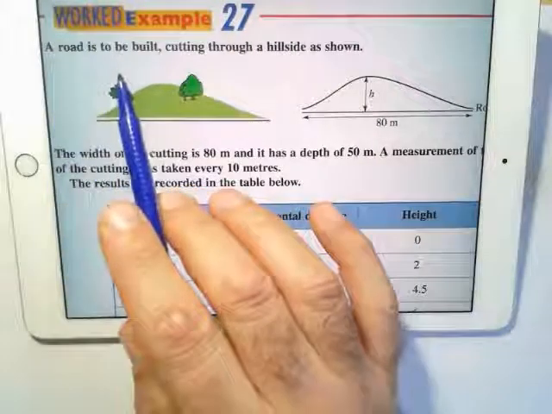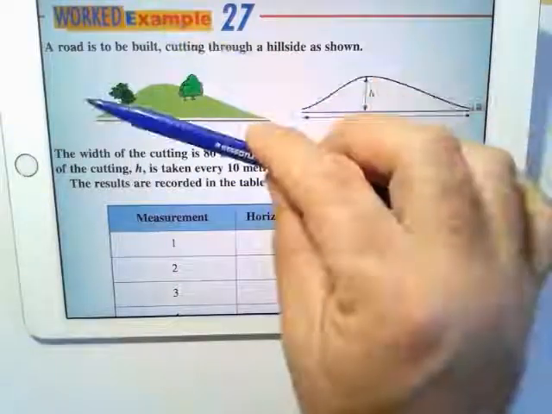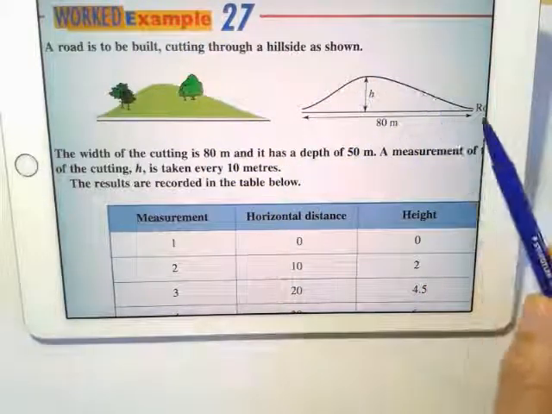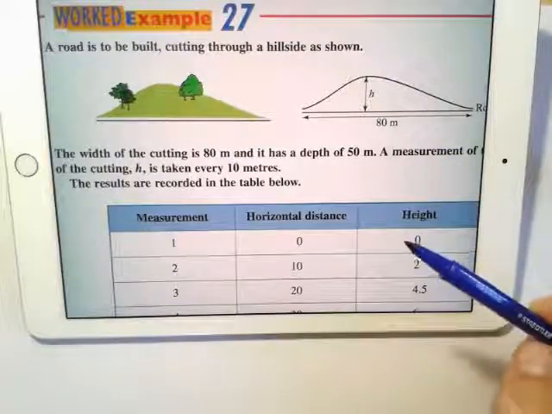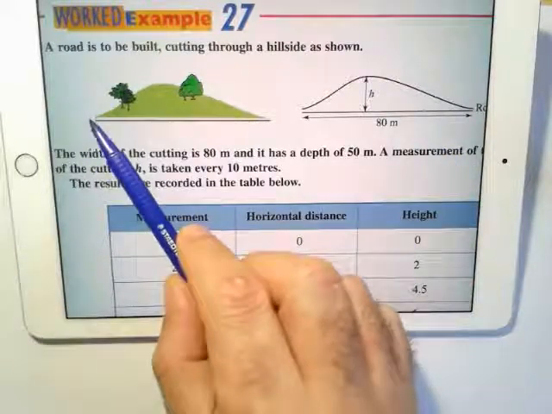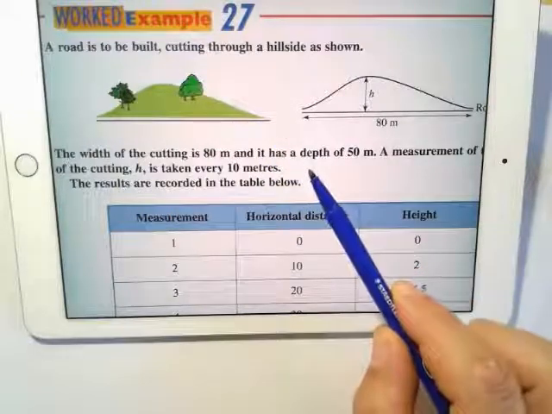A road is to be built, cutting through a hillside as shown. So they're going to cut through that so that the side view looks like this. The width of the cutting is 80 meters, which means from where the hill starts to where it finishes is 80 meters. And it has a depth of 50 meters.